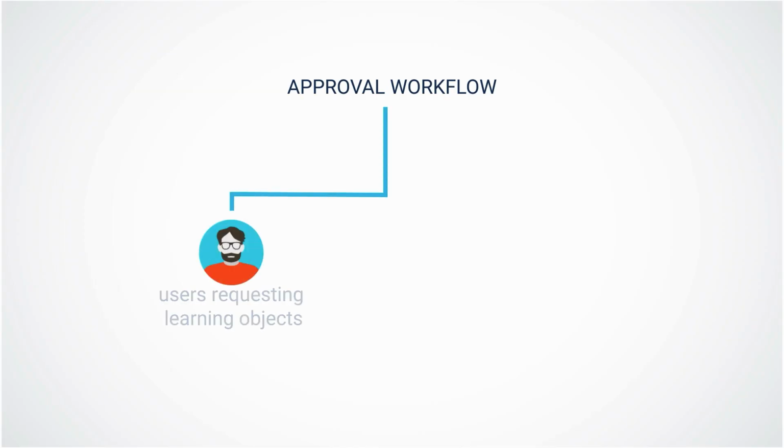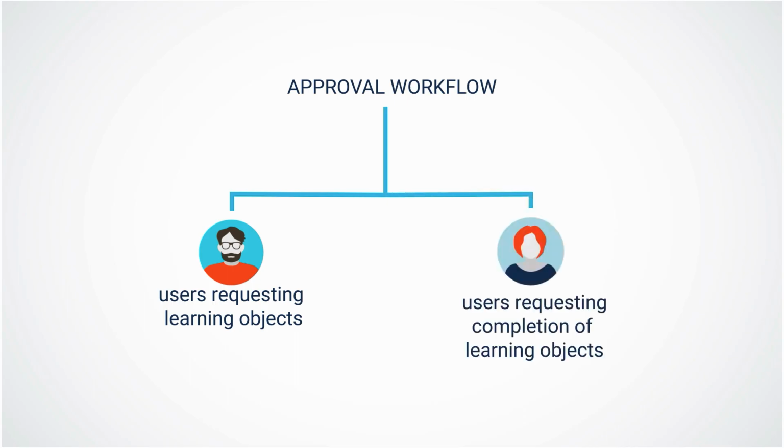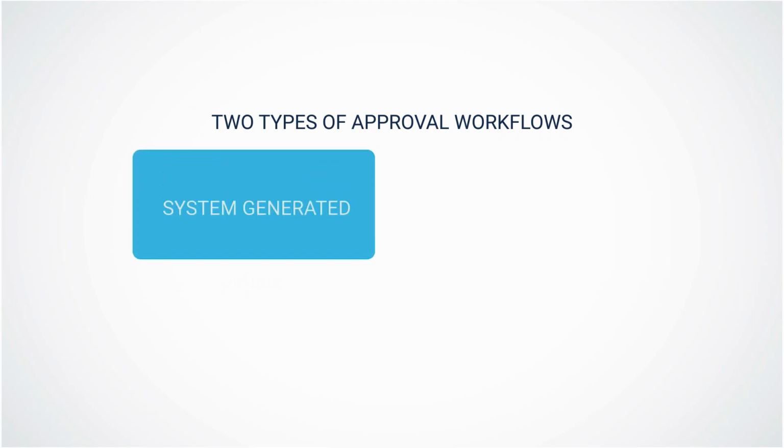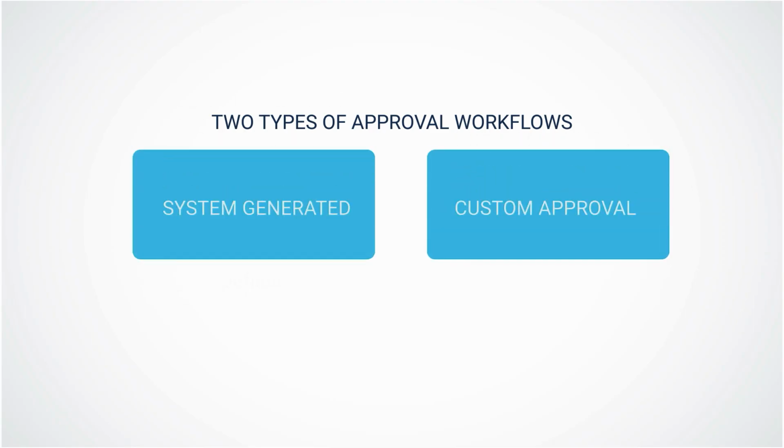Approval workflow applies to users requesting learning objects, or users requesting completion status of learning objects, or to both. There are two types of approval workflows: system-generated and custom approval workflows. System-generated is the default, and custom approval workflows are created based on your business process.